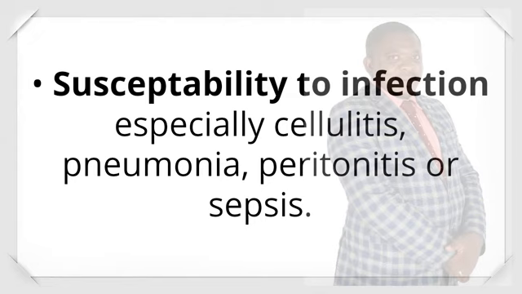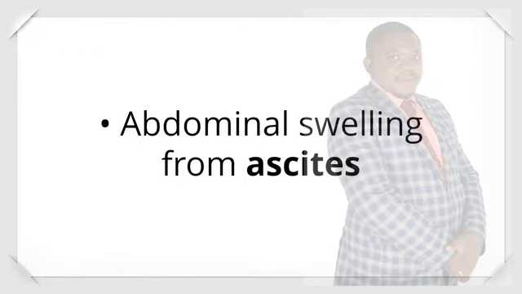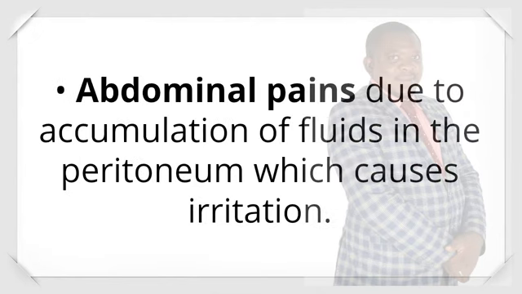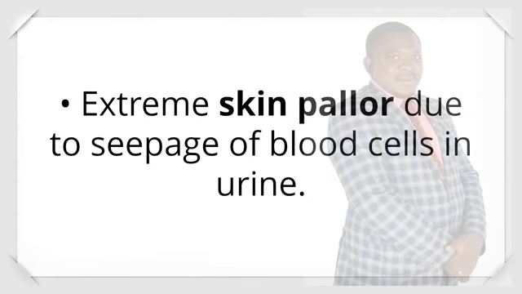Susceptibility to infection, especially cellulitis, pneumonia, peritonitis or sepsis. Abdominal swelling from ascites. Abdominal pains due to accumulation of fluids in the peritoneum which causes irritation. Extreme skin pallor due to seepage of blood cells in urine.